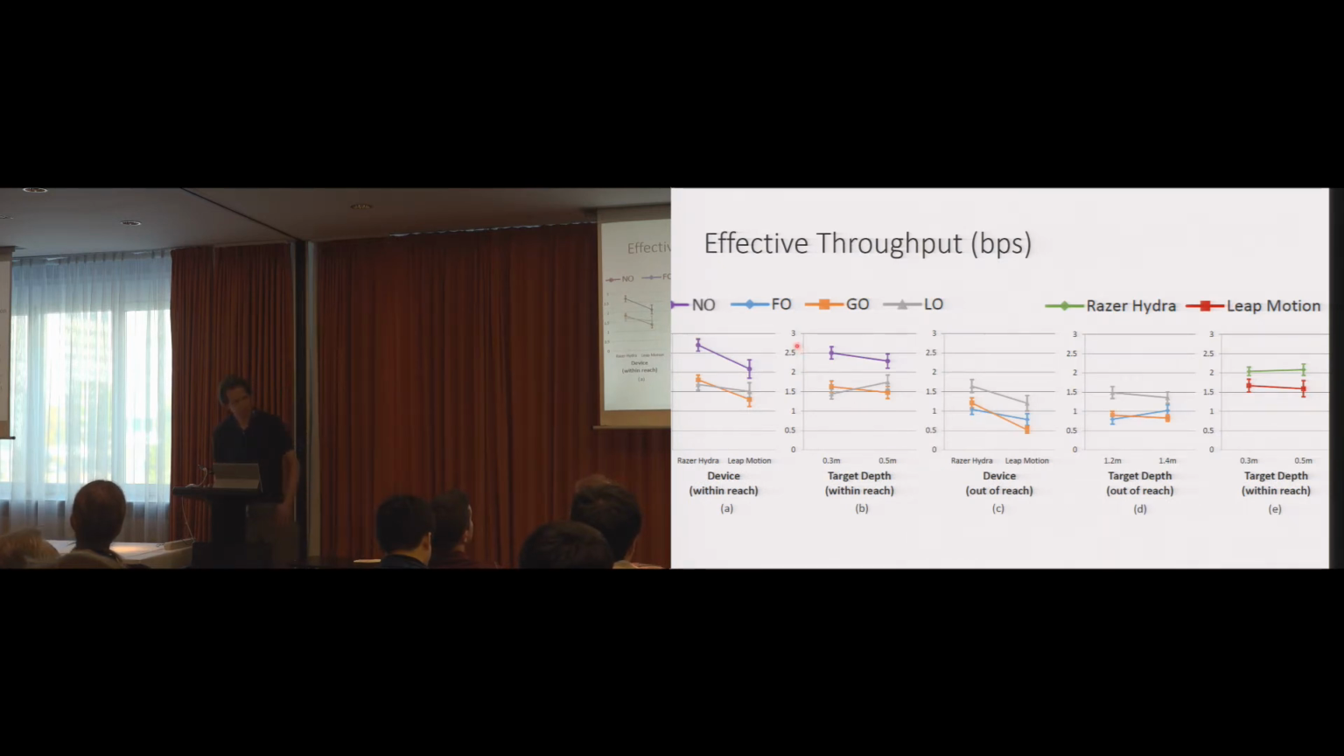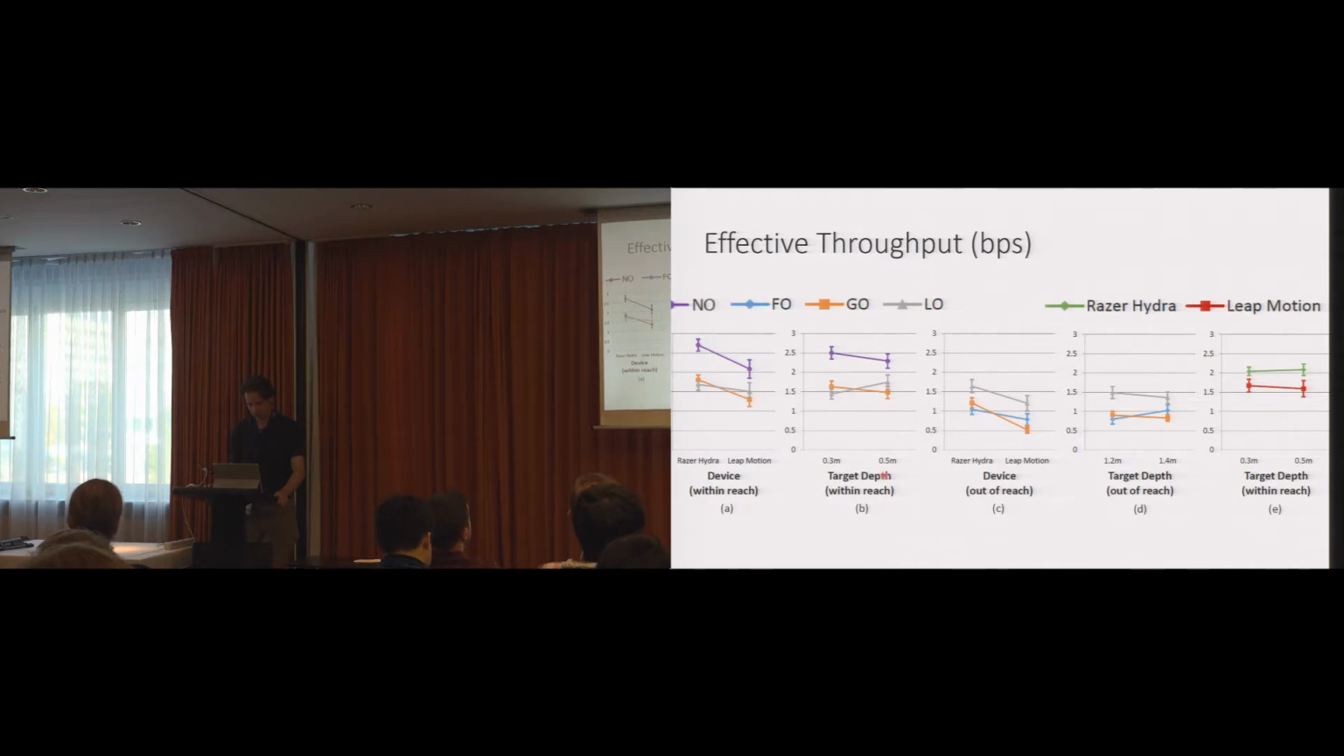All right, effective throughput. So within reach, no offset had a higher throughput than the go-go and the linear offset. These values range from about 0.5 to 3. In terms of devices, the Razer Hydra provided a higher effective throughput than the Elite Motion. That was about 2.06 versus 1.63.